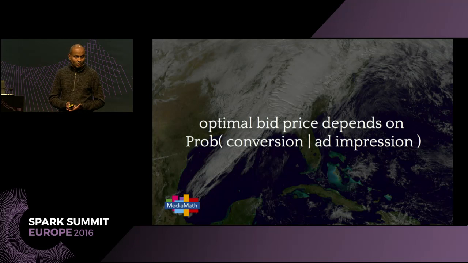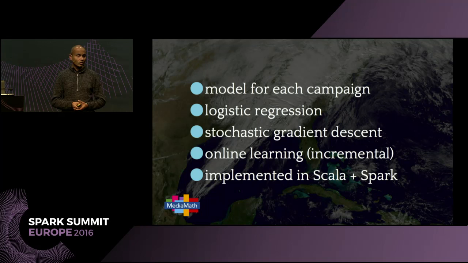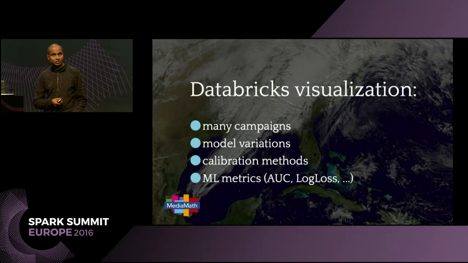Okay? So we trained several machine learning models, one for each campaign, and we use logistic regression as a model and stochastic gradient descent algorithms, which allow us to do incremental updates. And all of this is implemented in Scala and Spark. So in addition to training these models, we in particular use the Databricks platform to visualize the performance of these models across several campaigns, model variations, and machine learning metrics.